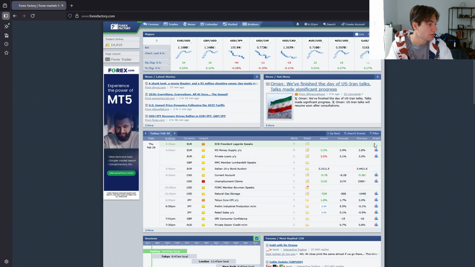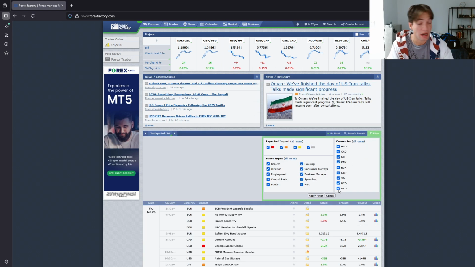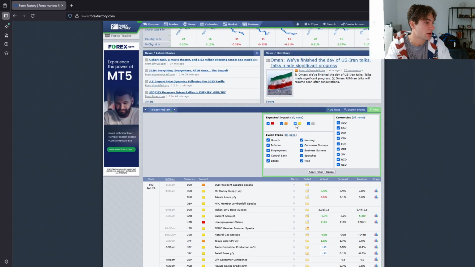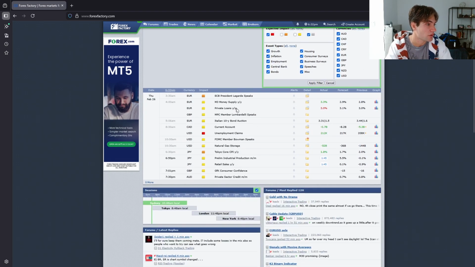So you have these filters which allow you to see what currency. I like seeing USD only, and honestly, the really impactful ones are just the red. The red ones are the only ones that really matter. The other ones are like, okay, whatever, it's not a big deal. And then the gray ones are usually just bank holidays, so I leave them on just to see if there's a holiday. And obviously you can see all of this.